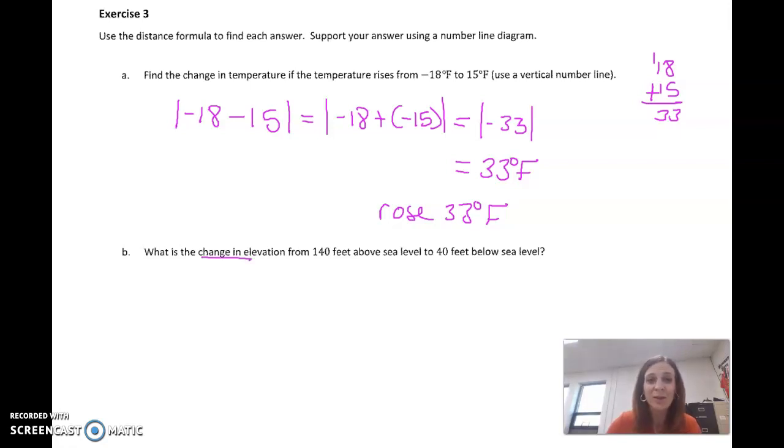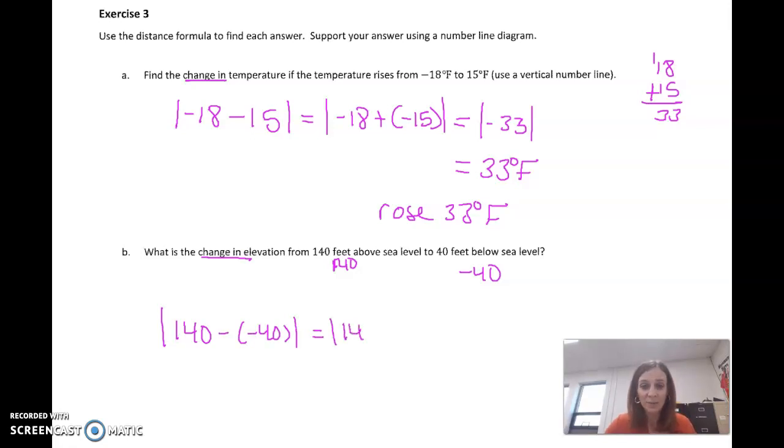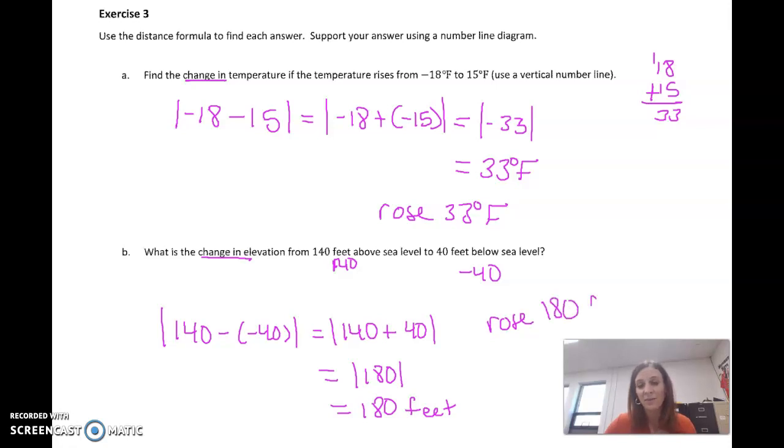Back to elevation. What is the change in? When you see those words, that needs to be a hint. We're going to be looking for distance between. How much is something changing? We're going from 140 feet above sea level, that's a positive 140, to 40 feet below sea level, that's a negative 40. So when it says change in, absolute value signs, subtracting, don't lose a negative because there's a minus sign there. Change our subtraction to addition, keep, change, change. This time, negative 40 becomes positive. Same sign, add them together. And our change in elevation is 180 feet. So the change was we rose 180 feet.